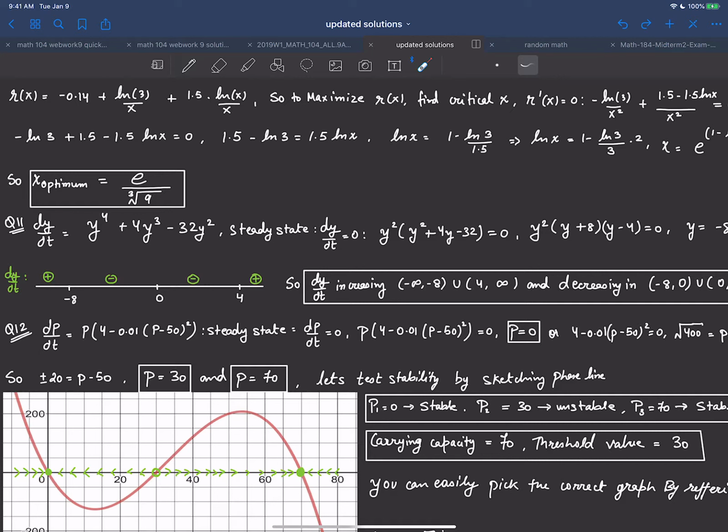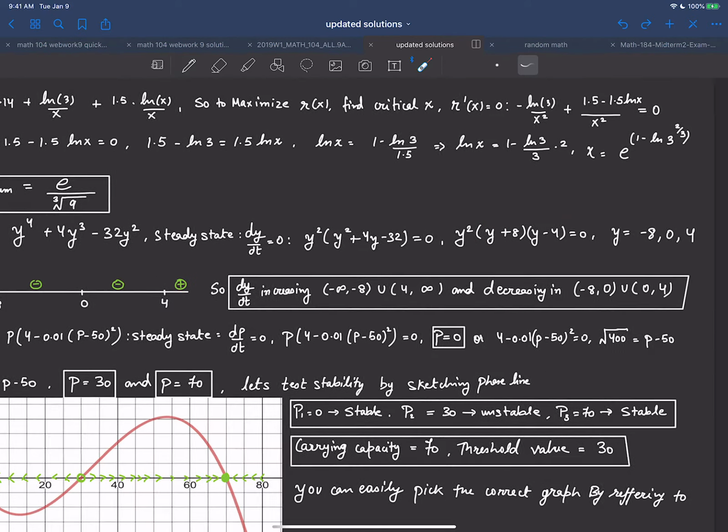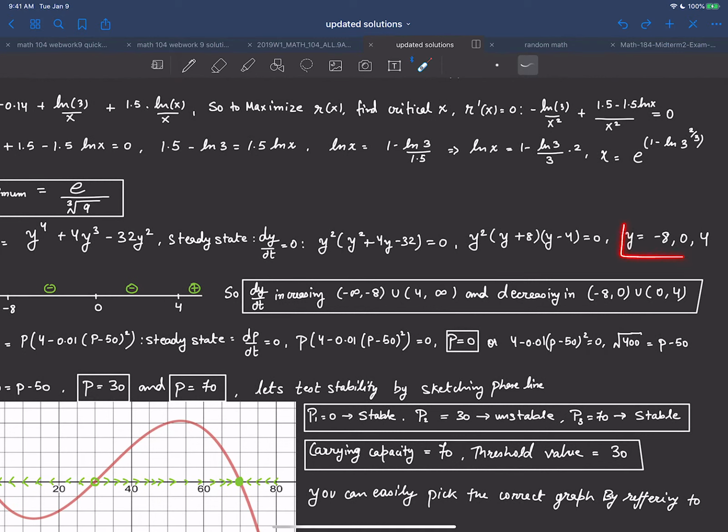Now to find steady states, all you need is wherever this thing equals 0. So you have to factor it out. I factored out a y squared from it. And then you can break down the inside quadratic into two factors, 8 and minus 4. So essentially you got 3 steady states here: negative 8, 0, and 4.